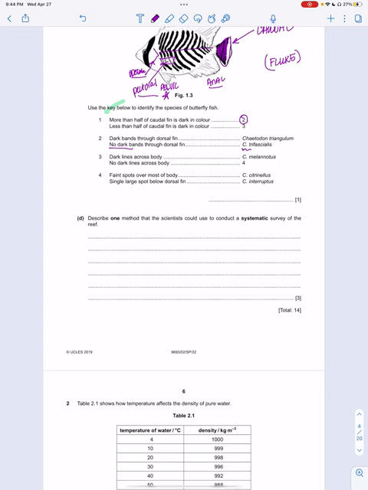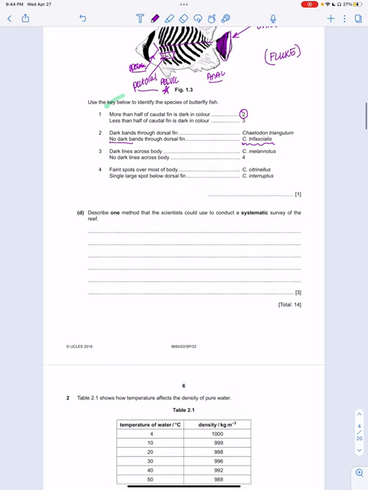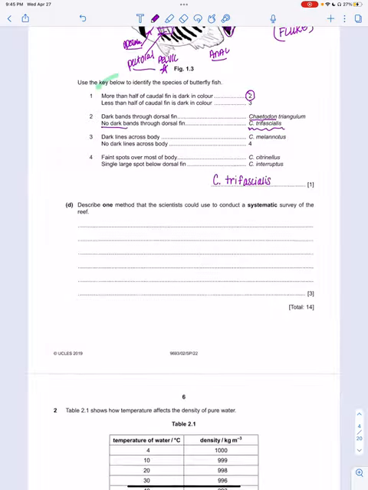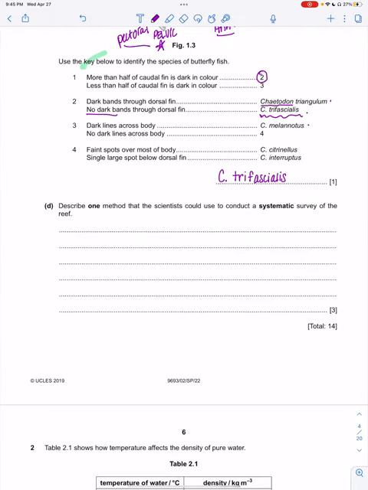Pay close attention to how you write this, because I'm notorious for writing it capitalized. C, or you can put its actual genus name, Catodon, or you can do lowercase c. Lowercase t, I, F, A, S. And if you notice, all of these scientific names are italicized.